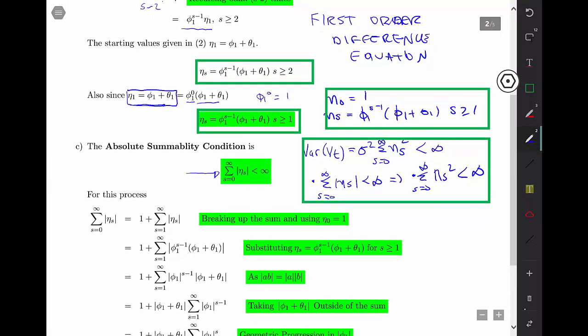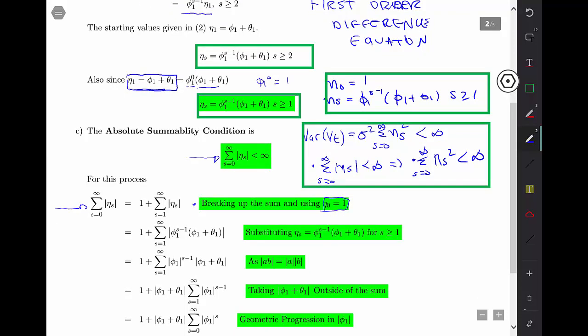Well, just use the definition. We can break up the sum. We get s equals 0, which gives us, remember, eta naught is 1, plus the remaining part of the sum from s equals 1 to infinity. Then we want to substitute in for eta s. We know from above that eta s equals this for all s greater than or equal to 1. We just found this above, so we're literally just plugging this in to here.